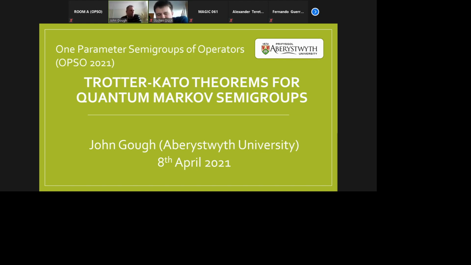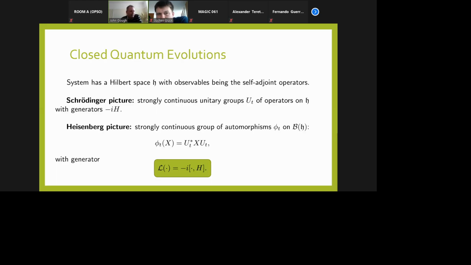Okay, so I'll start off with some simple things and try and get progressively more complex as we go along. So let's start off with the beginning. We're interested in semigroups in this particular workshop. So we'll start off with quantum mechanics, in particular closed quantum evolutions. And there are two types of semigroups which arise, and they're really associated with the Schrödinger picture and the Heisenberg picture.